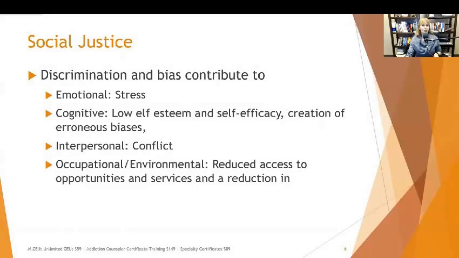Discrimination and bias contribute to emotional stress, low self-esteem, and low self-efficacy. If they don't understand why they feel like they are walking into a wall all the time, why they feel like they're walking into barriers, then they might start to think, well, maybe it's me. Maybe I'm not smart enough. Maybe I am not capable. When in reality, it's a social barrier. And it can create erroneous biases where we start believing that this group has these characteristics, therefore they can do these things and they can't do these things and they're always going to act this way.